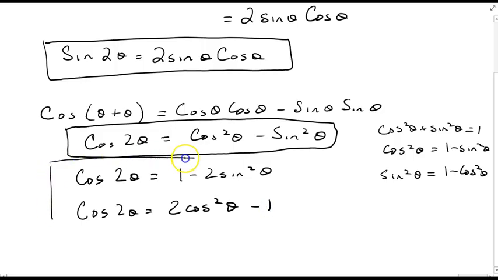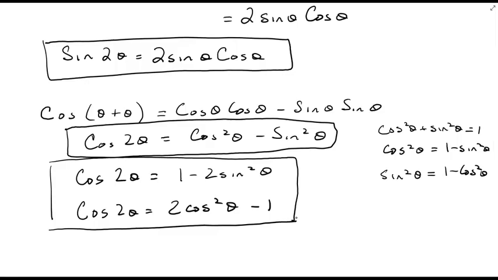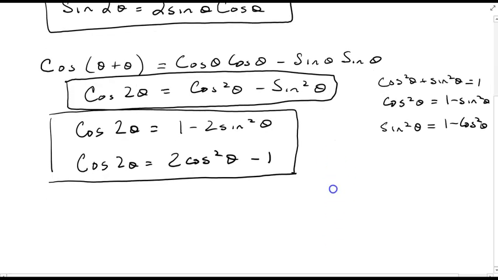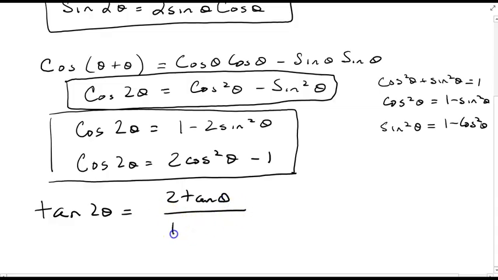So here are 2 other variations that could be useful. We have 1 for sine 2 theta, but we have 3 for cosine 2 theta. And the tan one, if you were to do the same thing, I'm just going to give that one to you. Tan 2 theta is 2 tan theta divided by 1 minus tan squared theta.